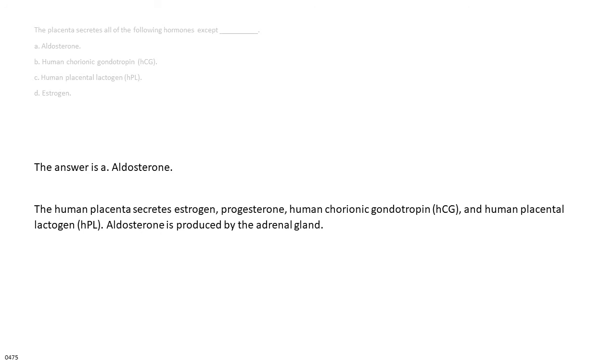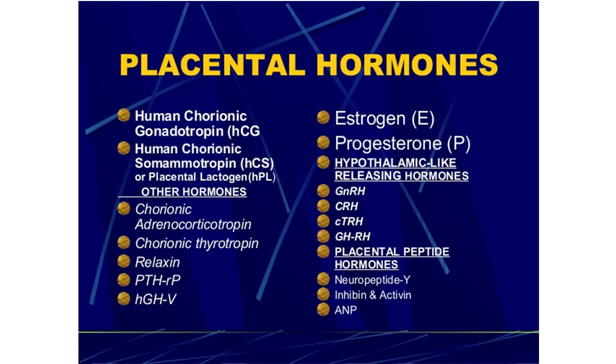The answer is A. Aldosterone. The human placenta secretes estrogen, progesterone, human chorionic gonadotropin, HCG, and human placental lactogen, HPL. Aldosterone is produced by the adrenal gland.